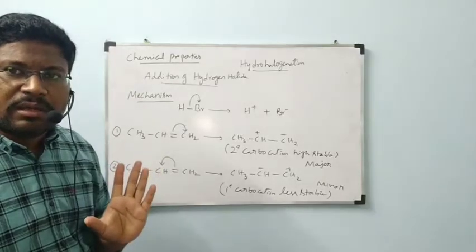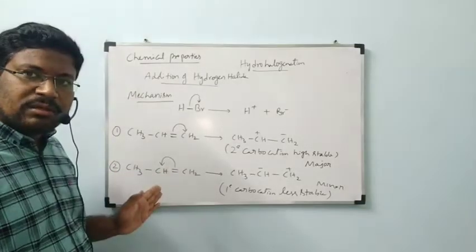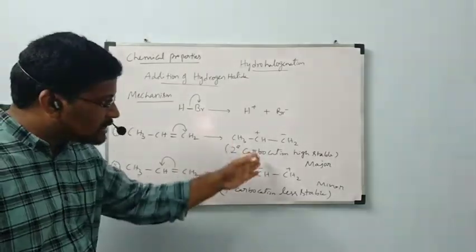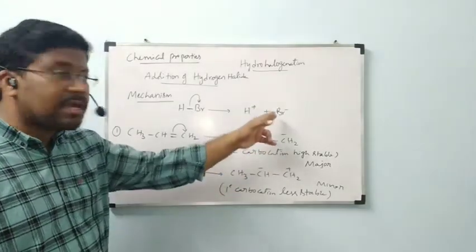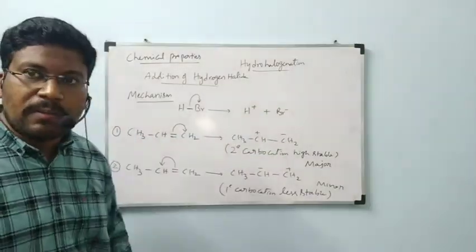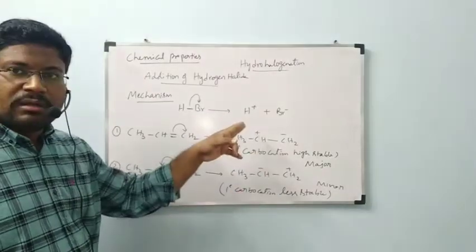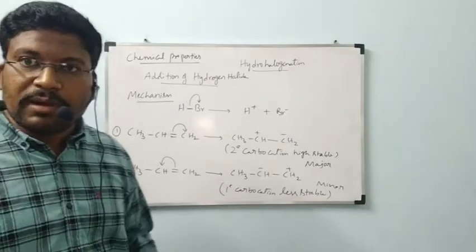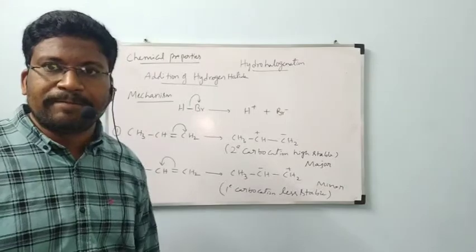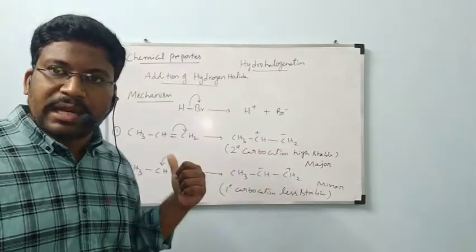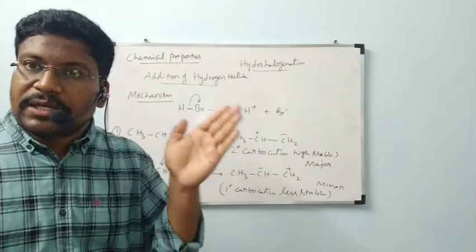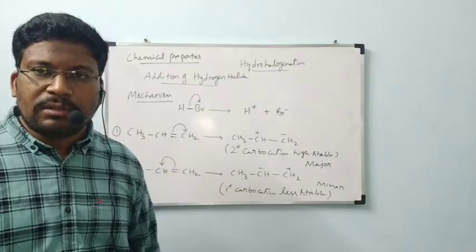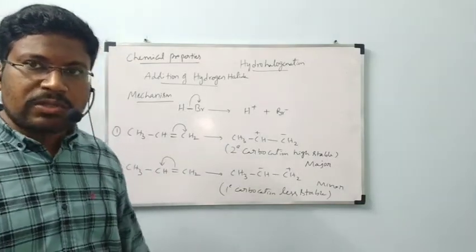Only 20 molecules will undergo cleavage like this also. There is a chance. That's why they form primary carbocation, which is less stable. This carbocation reacts with H plus Br minus to form the major product, 2-bromopropane. This one reacts with 20 or 30 molecules of HBr to form 1-bromopropane, which is the minor product. So if you take 100 molecules of unsymmetrical alkene, it will be converted to 70 to 80 molecules of 2-bromopropane, and only 20 to 30 molecules of 1-bromopropane. Okay, I am going to show that now.